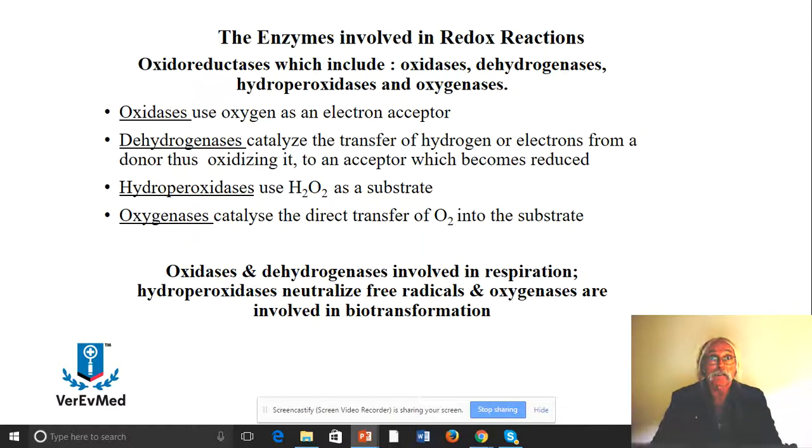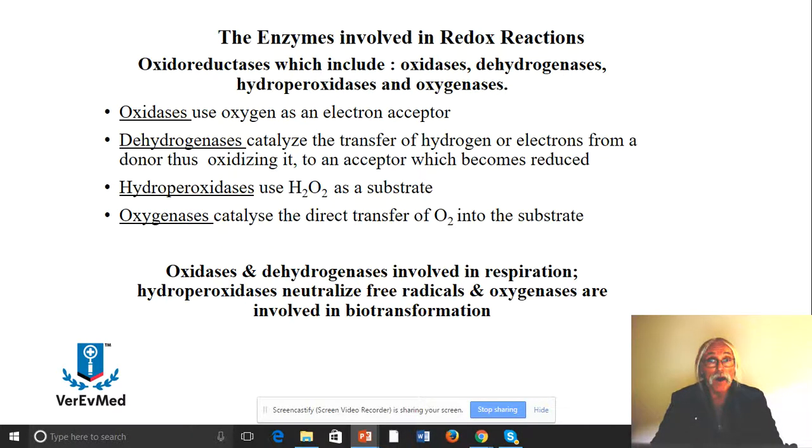Now let's talk about the kinds of enzymes involved here. 4 types. We're really going to concentrate on oxidases and dehydrogenases here. Later on, we'll talk about hydroperoxidases and oxygenases. Oxidases do use oxygen as an electron acceptor. Dehydrogenases, as we looked at just recently in the electron transport chain, are going to be catalyzing a transfer of hydrogen and electrons. So you're going to go from a donor, which is going to get oxidized, to an acceptor, which is going to get reduced, okay?